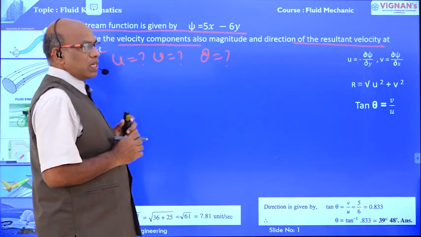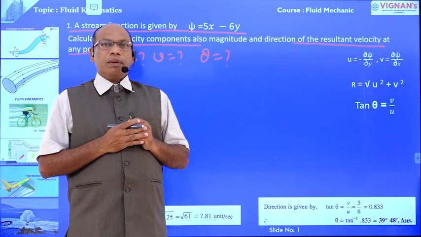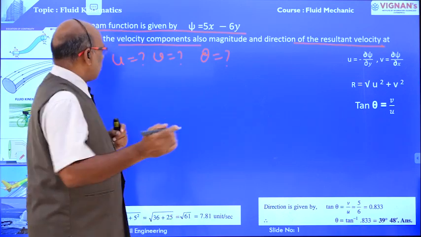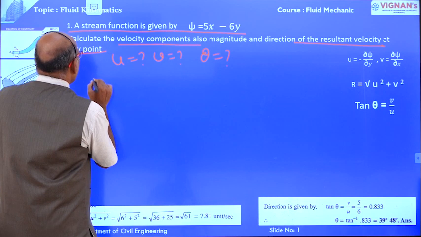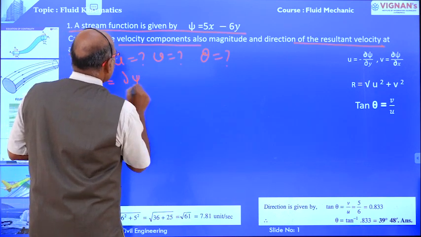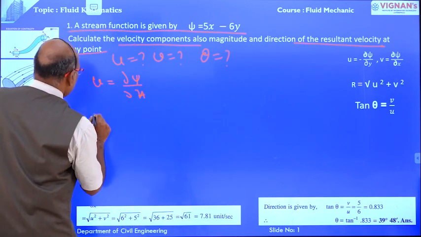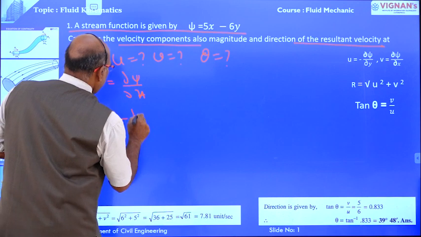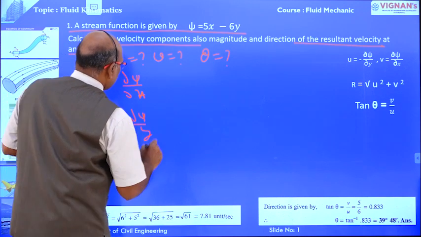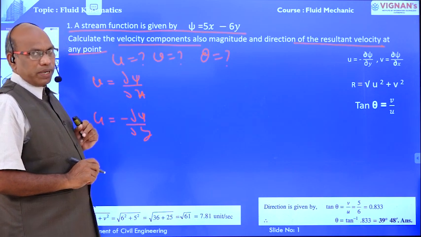Now we know one standard formula based on the stream function. What is the standard formula? v is equal to dou psi by dou x. This is one formula. And u is equal to minus dou psi by dou y. These two formulas are based on the stream function.